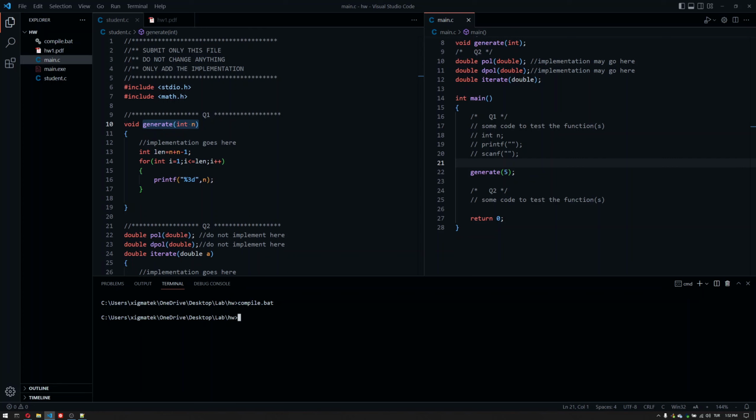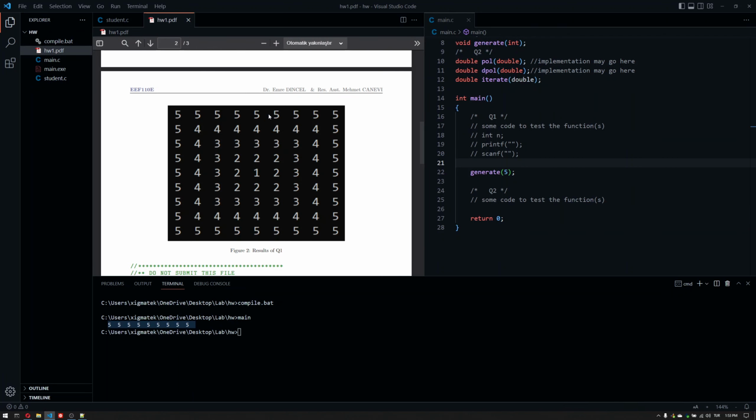There we go, we've compiled it. Now I have a main function, and there we go. Now, is this correct? Let's see. 5, 4, 3, 2, 1, 2, 3, 4, 5. So this is basically the first row of my output. So my strategy is going to be basically based on this.